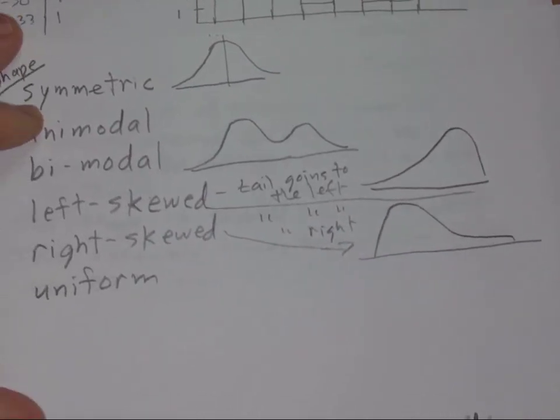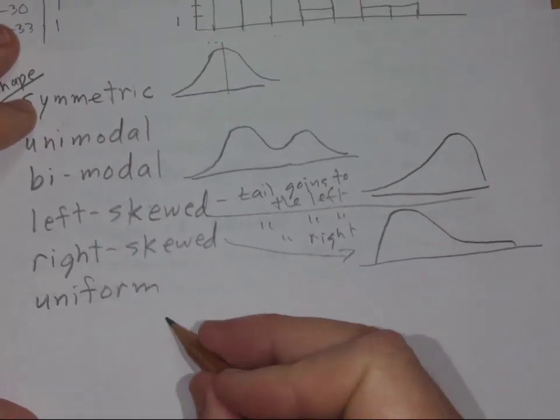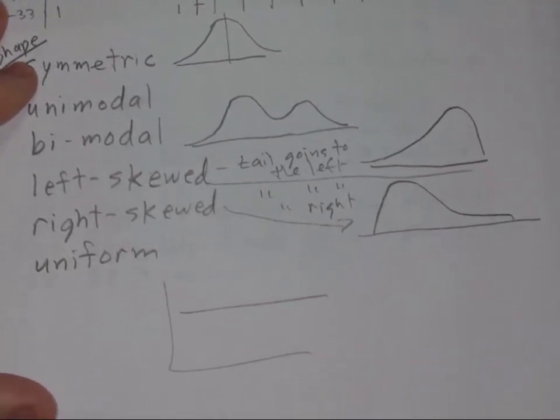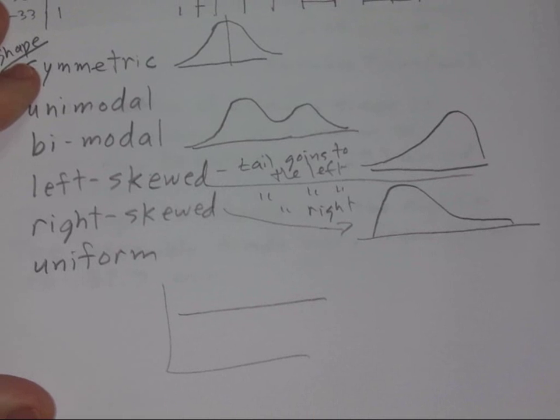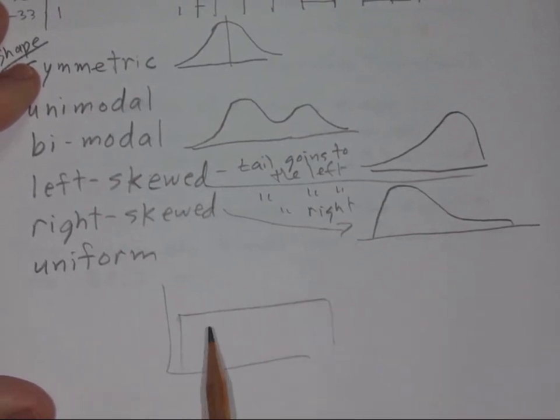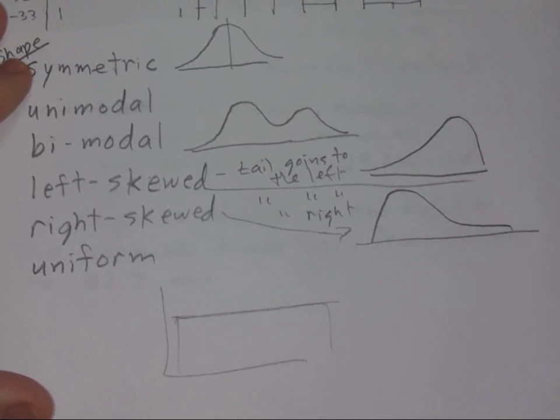Another term that you could use is uniform. Uniform means it's roughly going straight across. All the numbers are occurring pretty much the same, so it looks almost like a rectangle. We would call that uniform. So uniform is straight across.